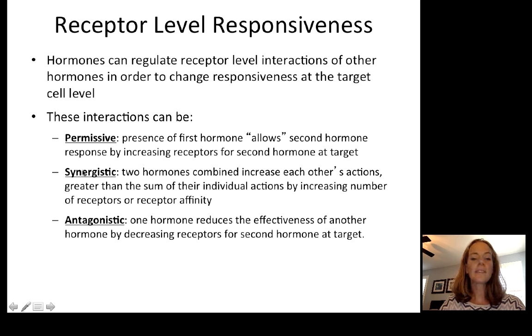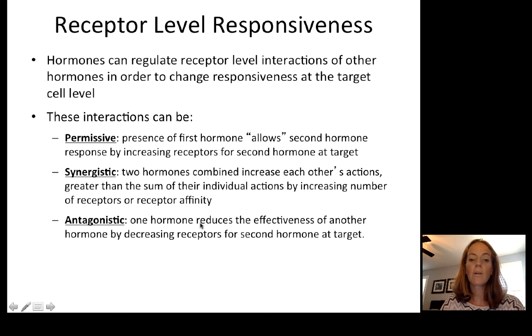Then there can also be synergistic effects, which maybe is two co-workers acting together to get a job done. So in this case, we'll have two hormones combined to increase each other's action. So they're helping each other, and they would get more done than if they worked by themselves. So this is when two hormones from two different endocrine glands, or maybe two hormones from the same gland but different overall structure, will combine together in a target cell to get more interaction of the final effect.